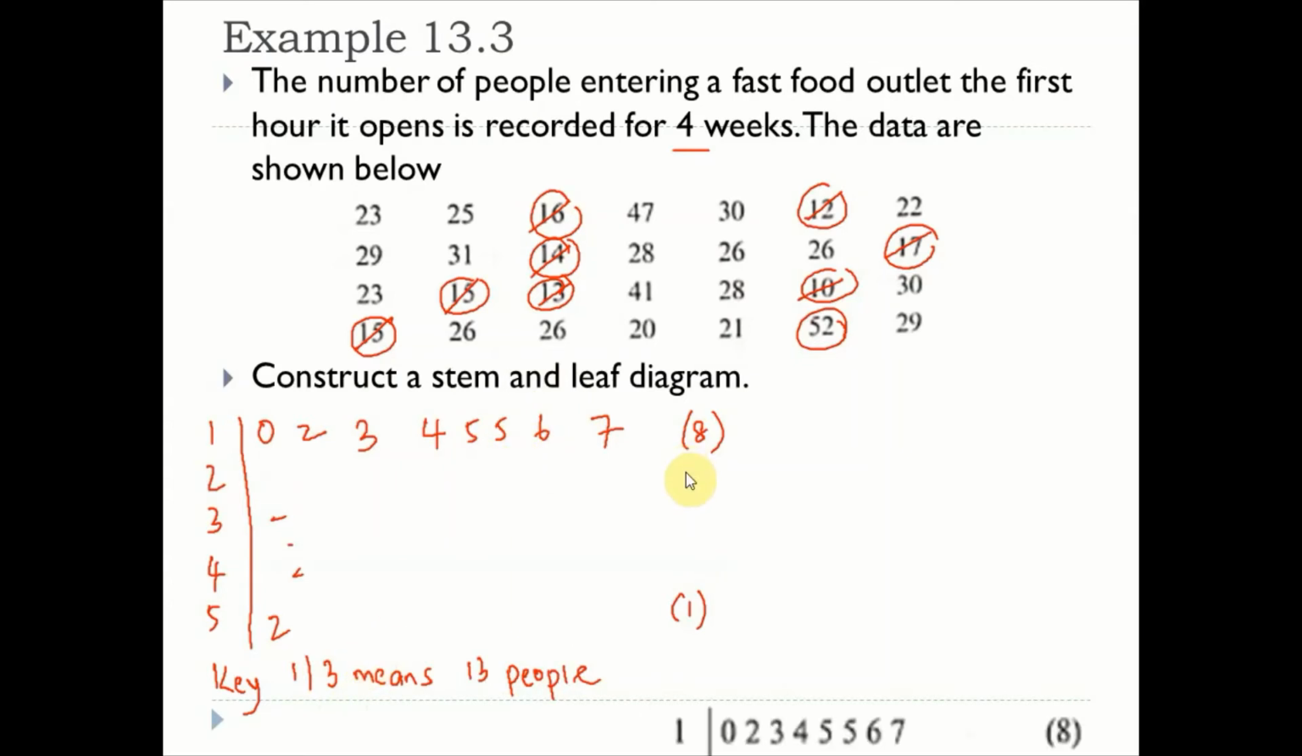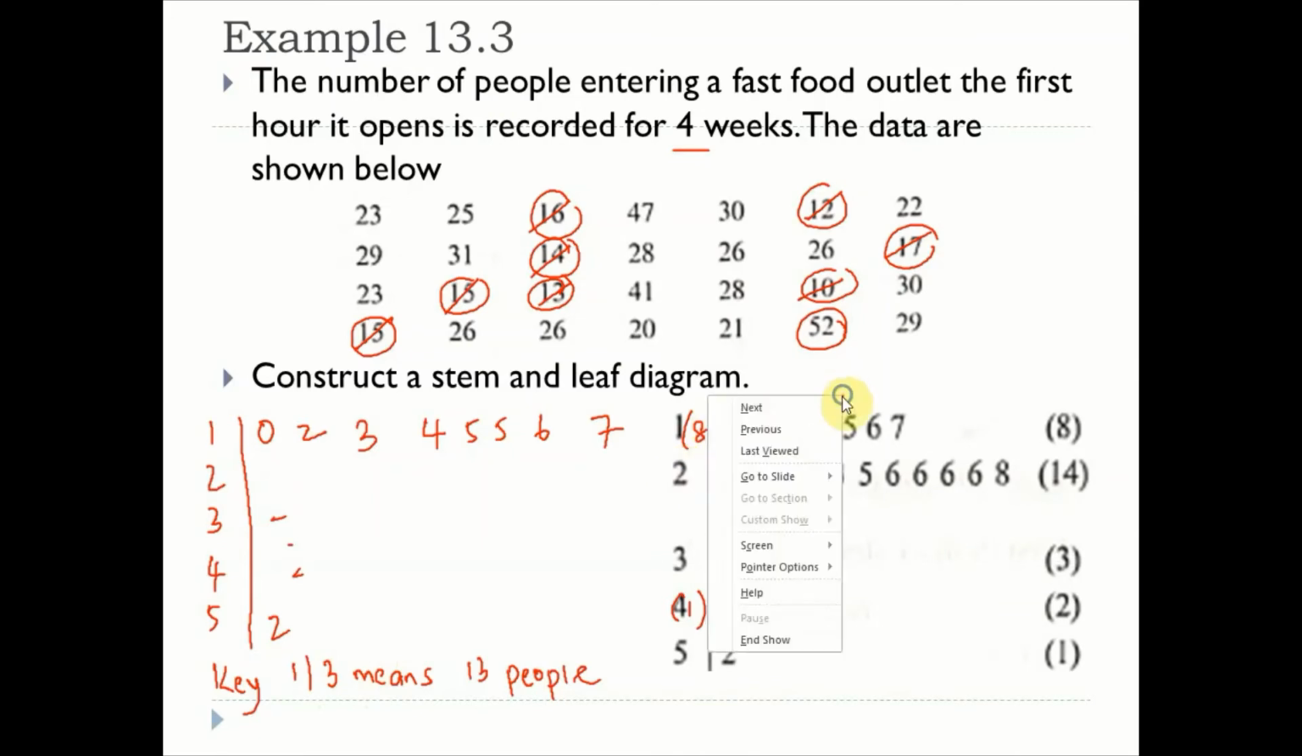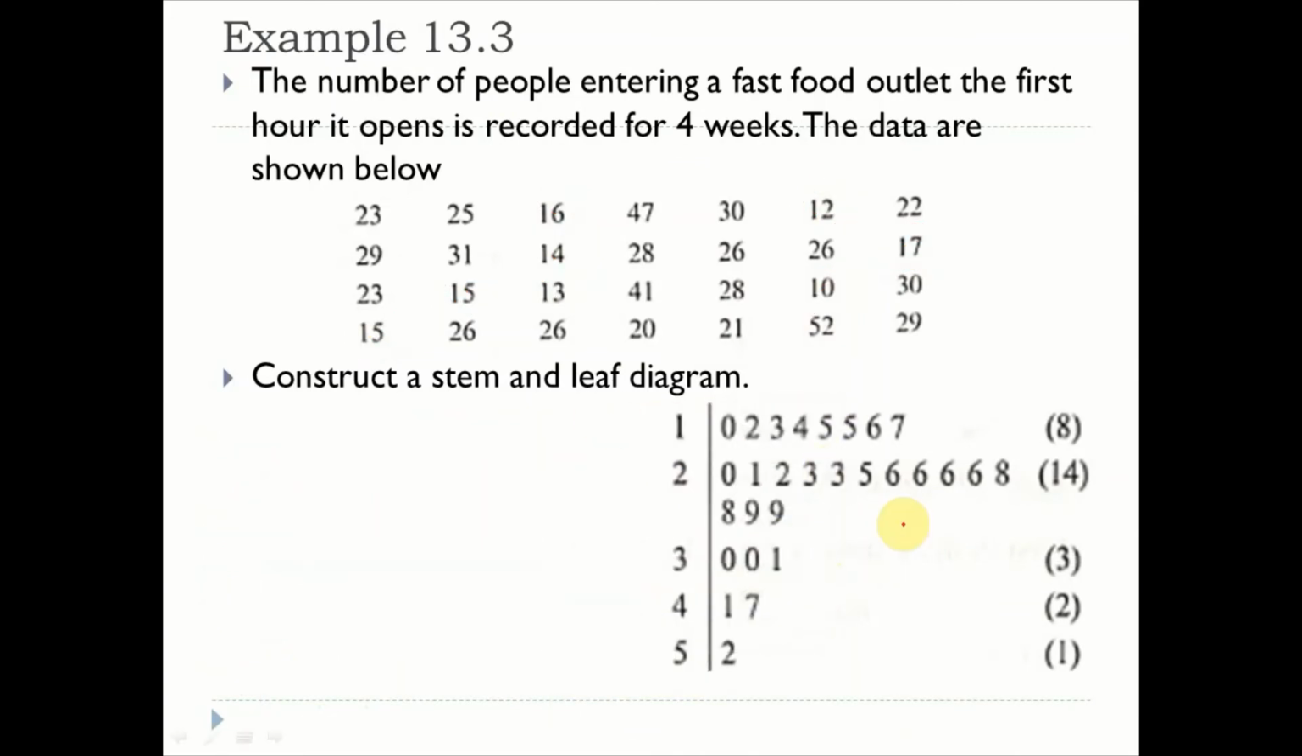Alright, so kalau skema jawapan dia is actually macam ni. So dia punya jawapan dah macam ni, and then actually kena letak key. Key 5 bar 2 means 52 people. Okay, stem and leaf. Ni pun berapa banyak data dia? 8, 14, 3, 2, 1. So kalau tambah semua ni, nanti sama dengan how many data yang ada dalam ni.